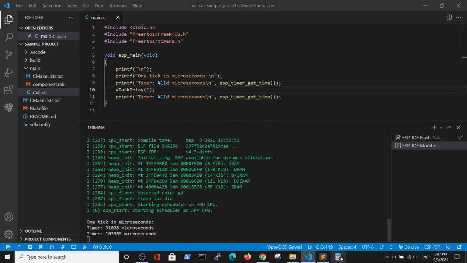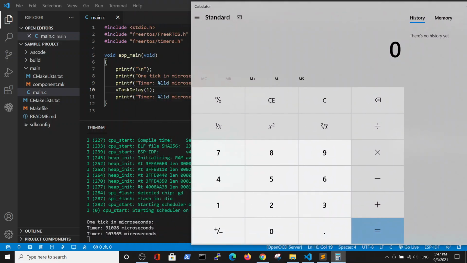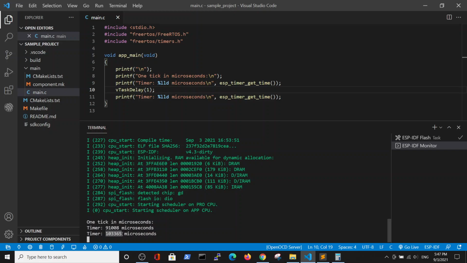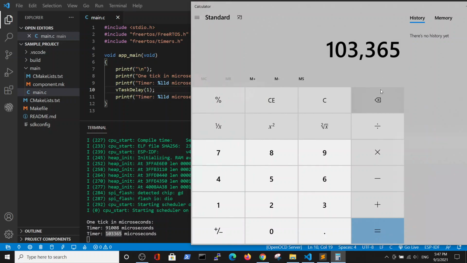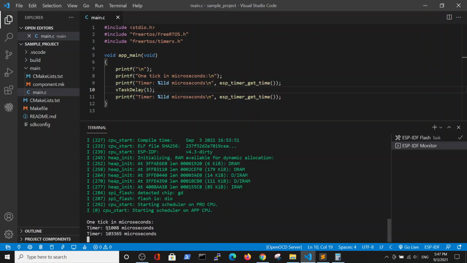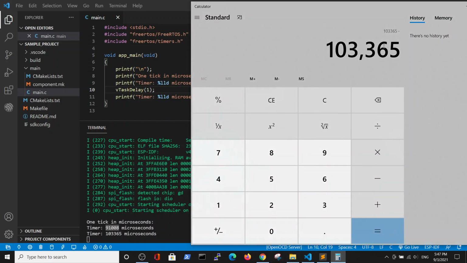Let's calculate the difference between them. We will take this and subtract this number, and we can see that vTaskDelay here was 12,000 microseconds.